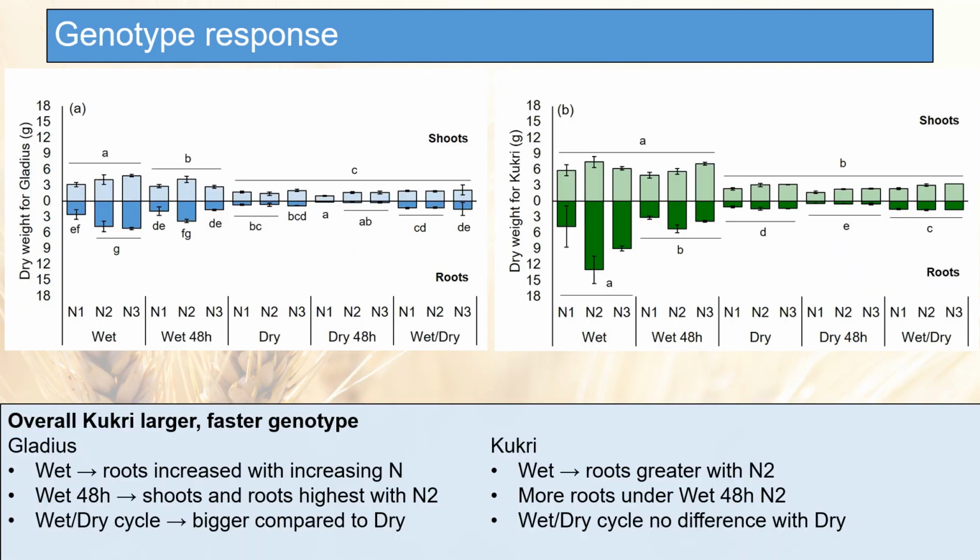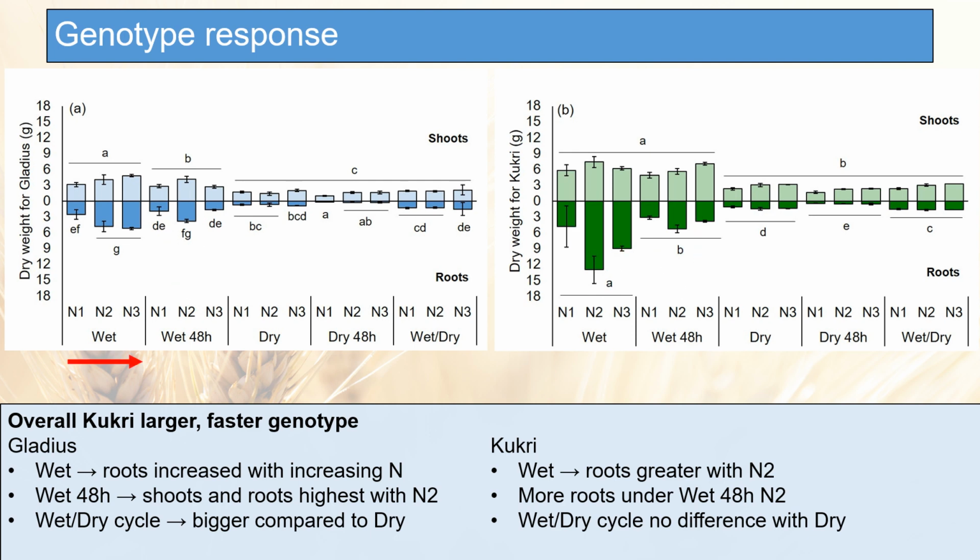So in addition, I also wanted to look at the genotypic response between my 2 varieties. So on the left, we have Gladius. It's the same data that I've shown on the previous slide. And then on the right, we have Kukri. Shoots on the top, roots on the bottom.